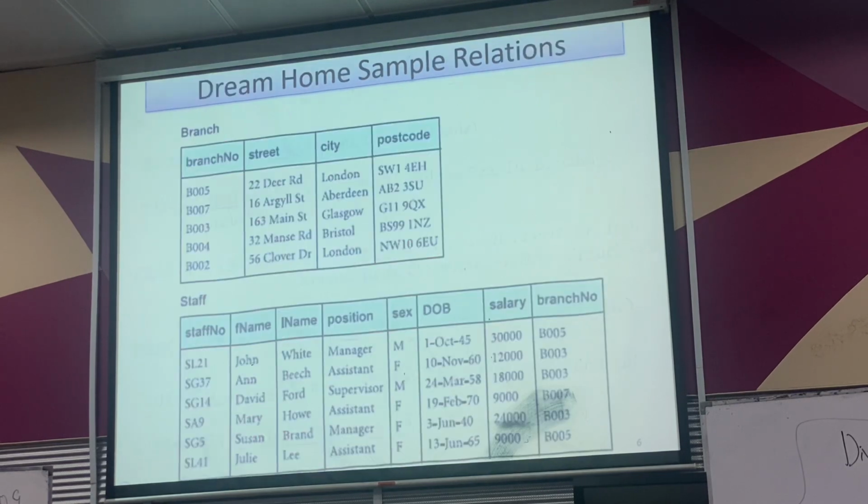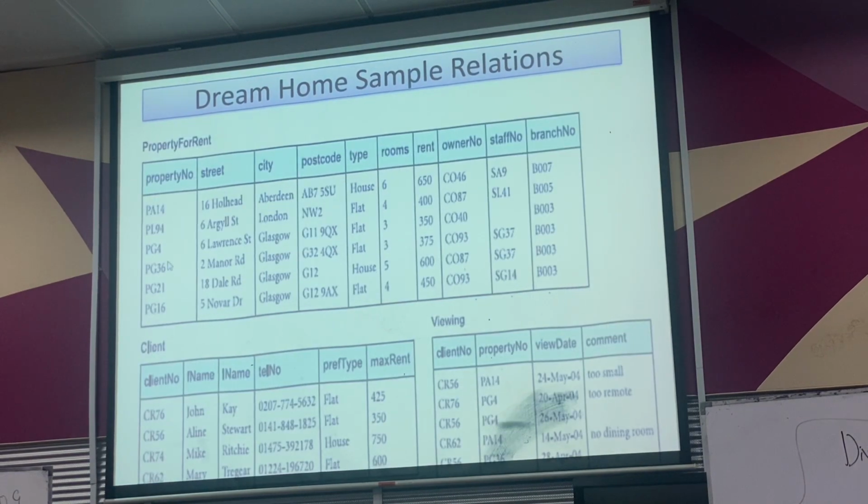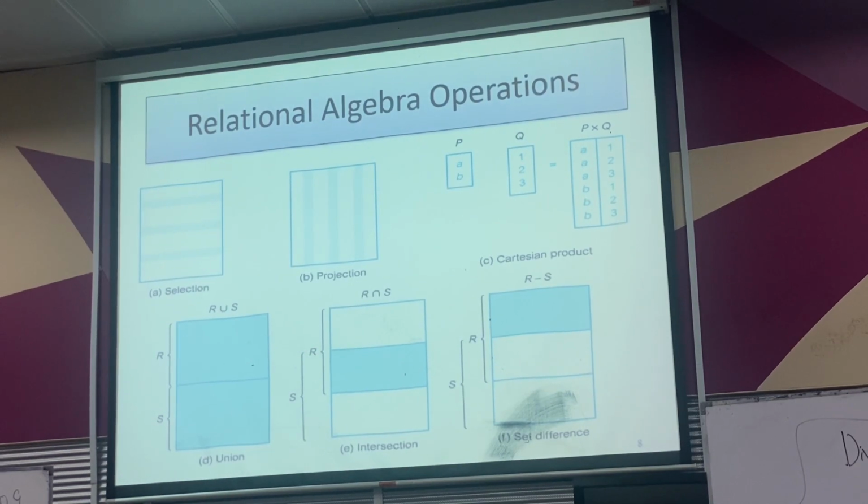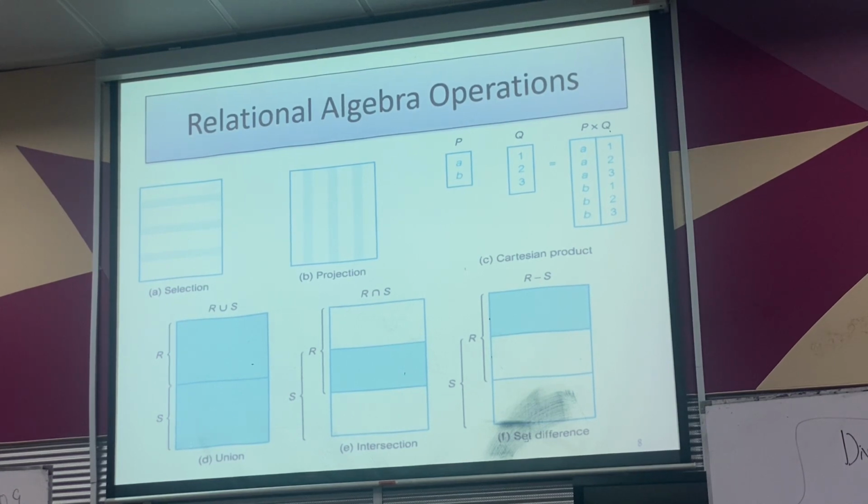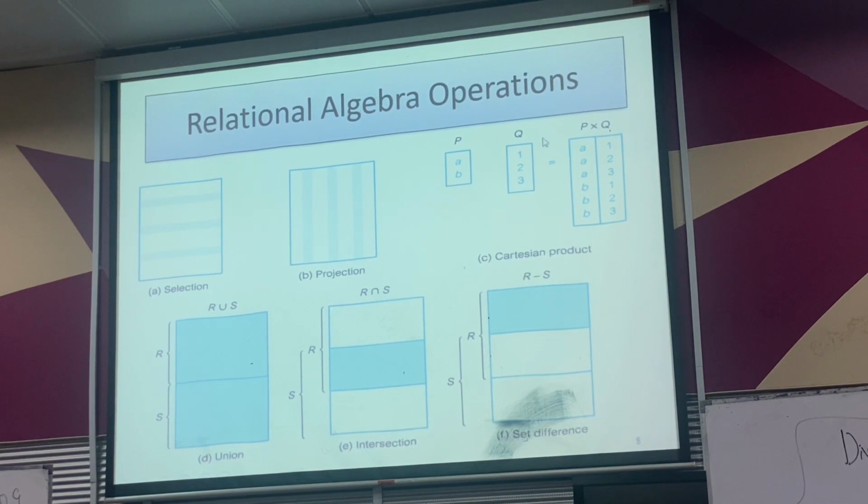So now we continue. This is the table detail. So property rank, client review. I show you all the detail, but that is not important. What is important is what you must know, as I mentioned: selection by row, with a condition. The symbol is like sigma. Select rows based on condition, like sex equal to F, or address equal to something. Projection is which columns you want. Then the product: 2 rows times 3 rows gives 6 rows.